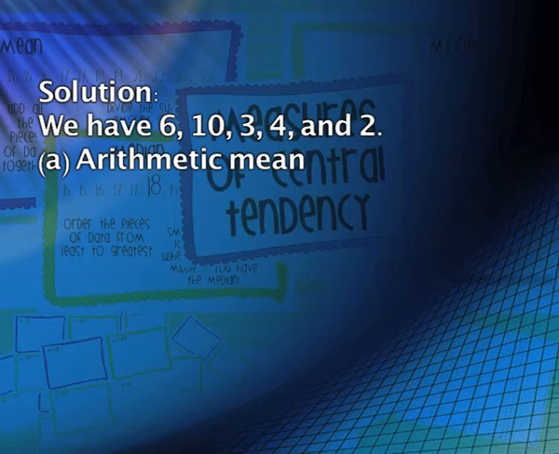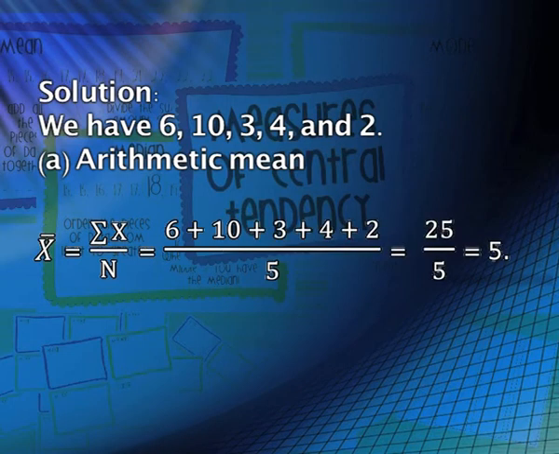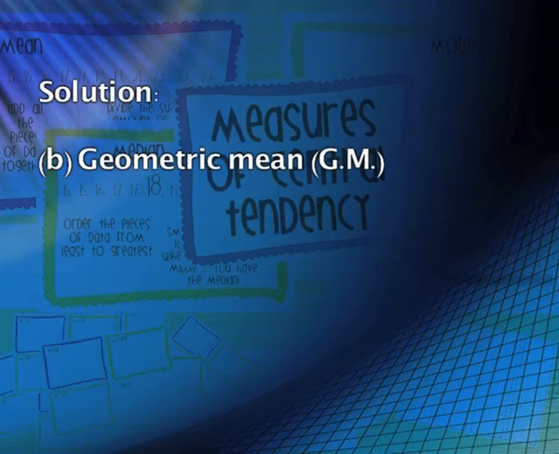Let's calculate arithmetic mean first. So arithmetic mean x bar is equal to sigma x divided by n. So let's calculate that. 6 plus 10 plus 3 plus 4 plus 2 divided by 5. So the summation is equal to 25, that is divided by 5 and it will give you 5. So arithmetic mean is 5. Now let's come to the second part.